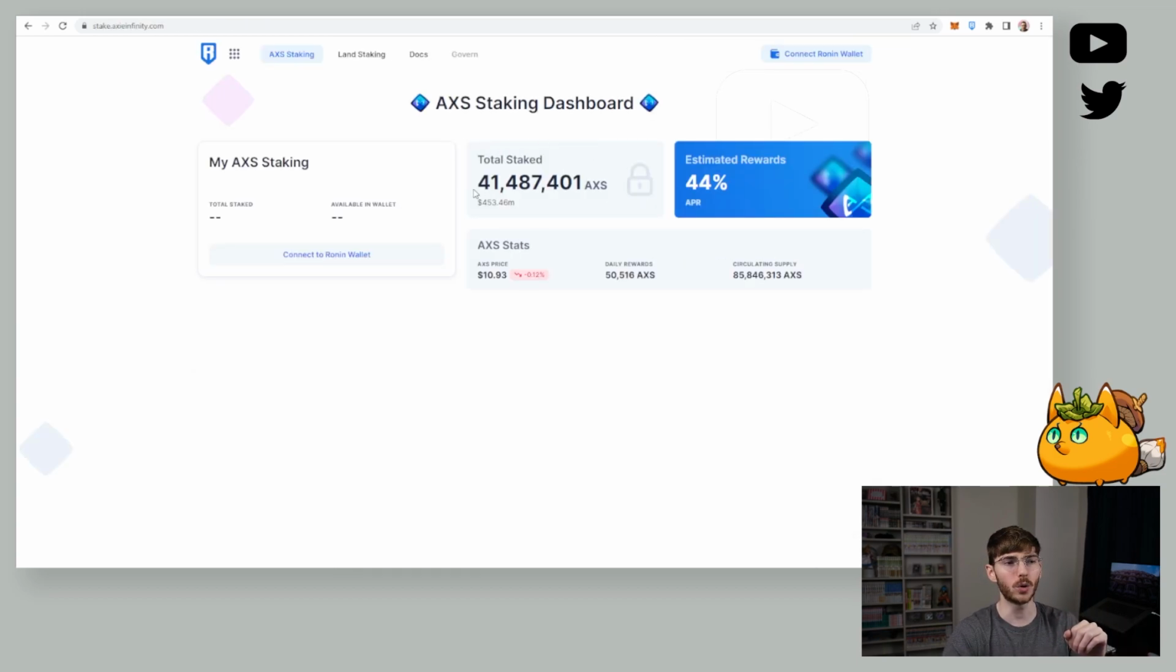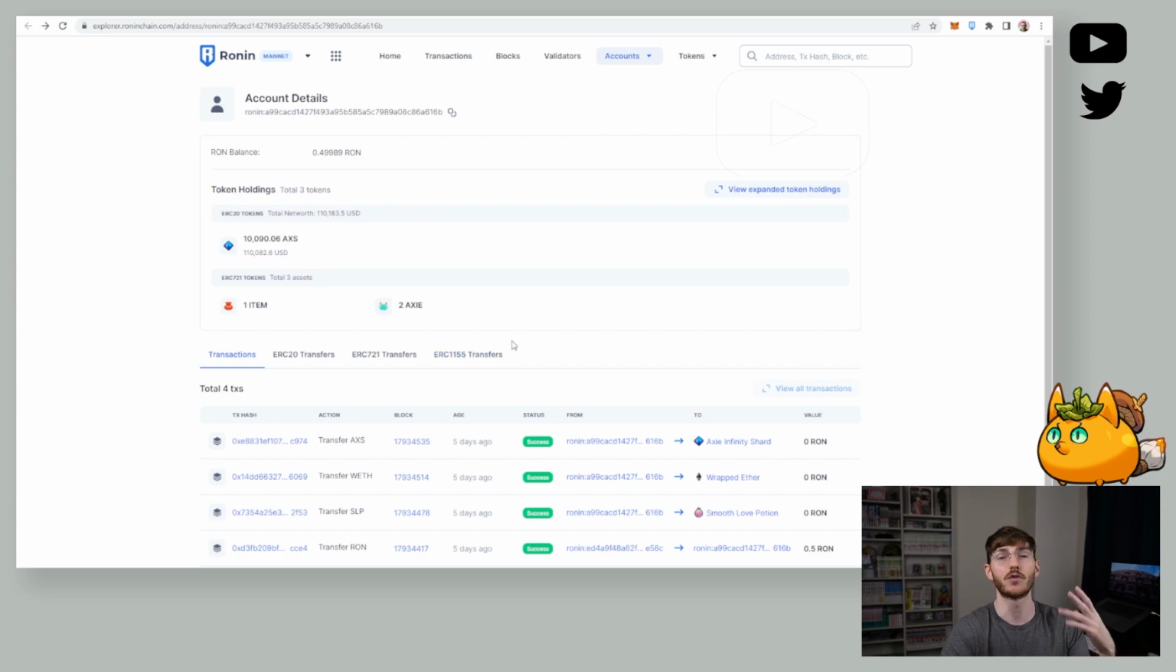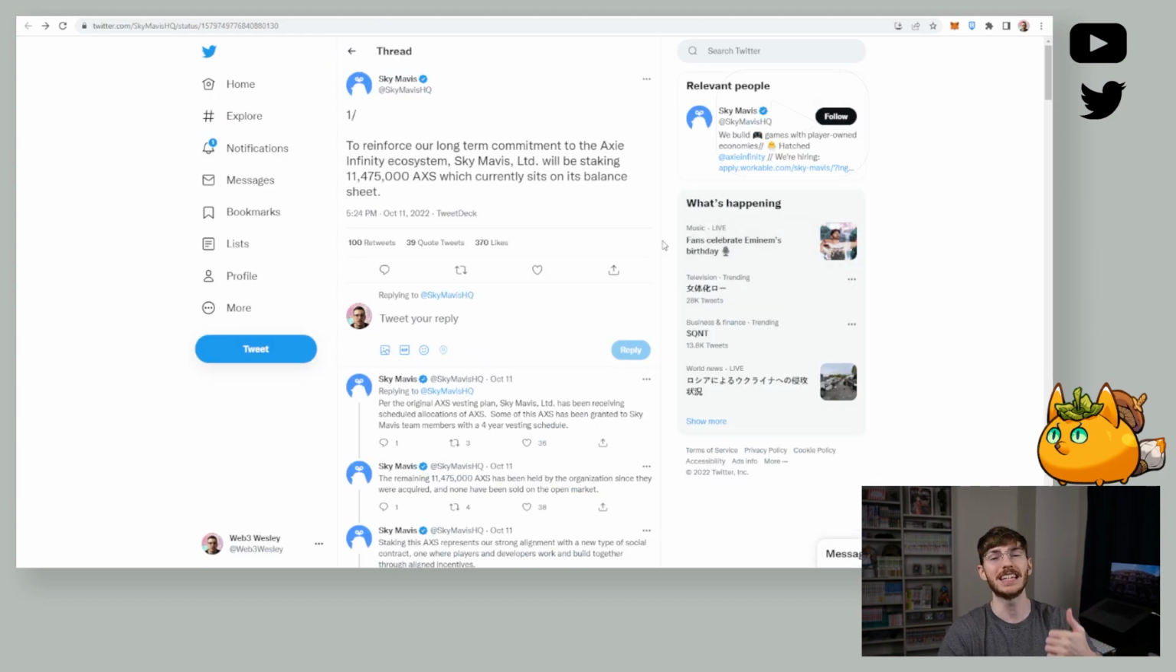That increased the total number of staked AXS, and it dropped the rewards, the APR, from around 60% down to 43-44%. Essentially, what they're doing is taking some of the rewards that were going to the community, and now it's going to the Sky Mavis team. Some of the arguments maybe for this is that the team doesn't make any money from the royalties, going back to the royalties. So now they have the opportunity to make some money through staking.